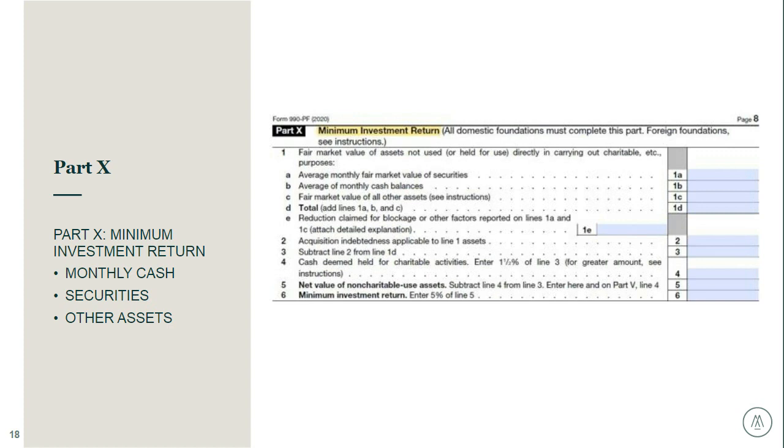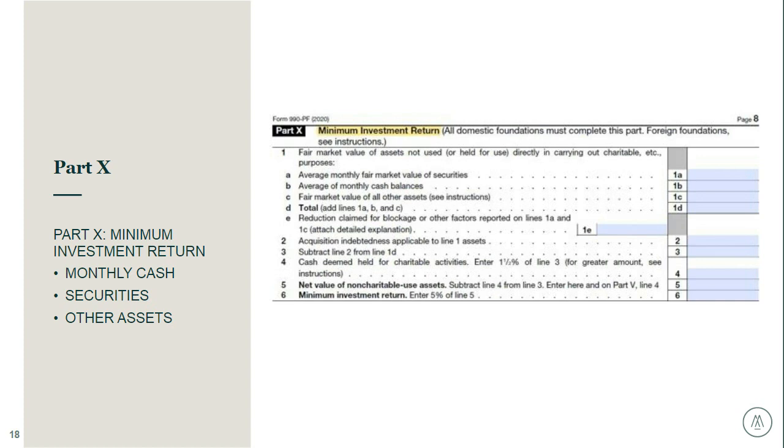Line two, I wanted to point this out. We don't see this quite as often. This is acquisition indebtedness applicable to line one assets. Most commonly, we would see this with real estate. If there is debt on the real estate, you would put that debt here on this line, and that would reduce the fair market value that's used to calculate your minimum investment return.